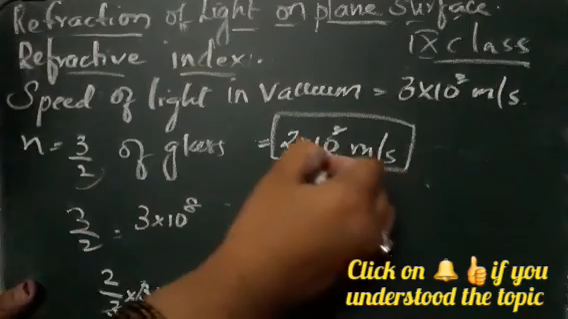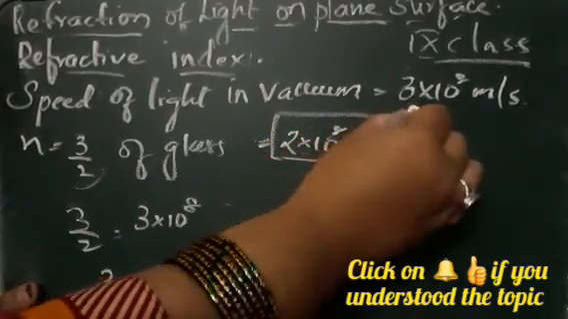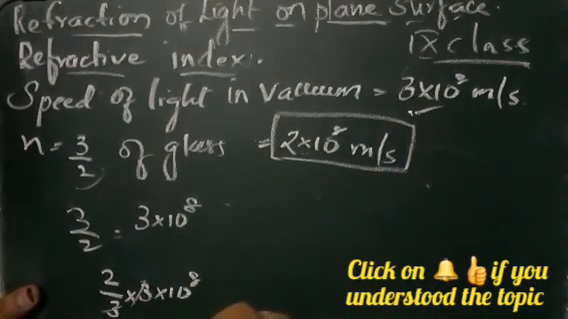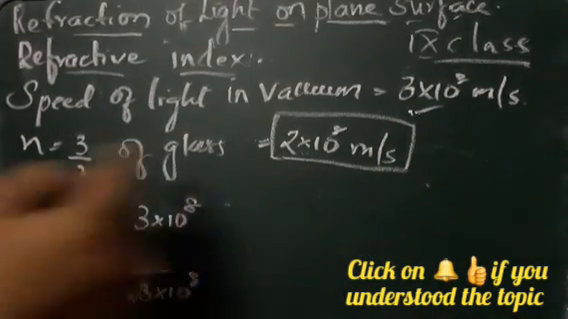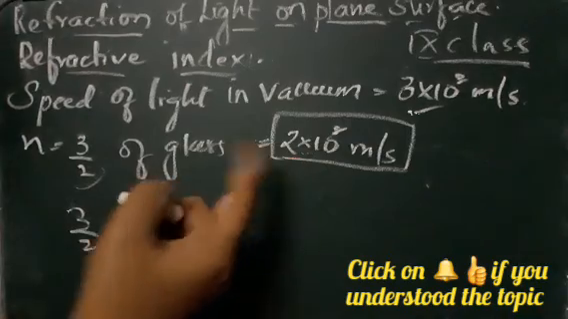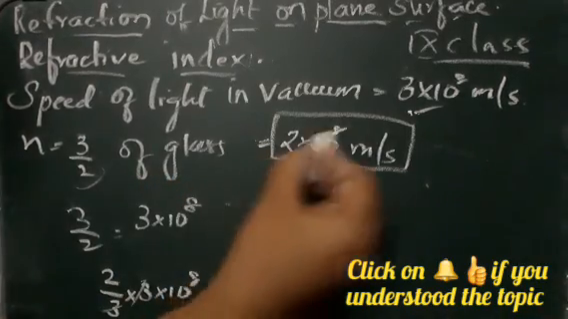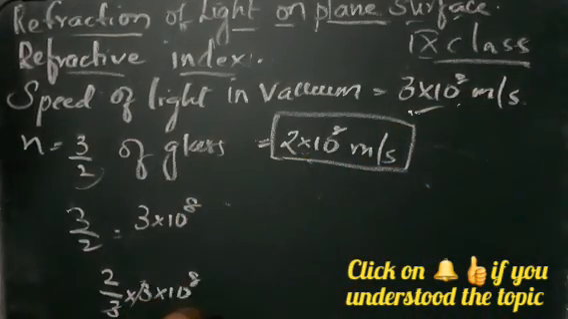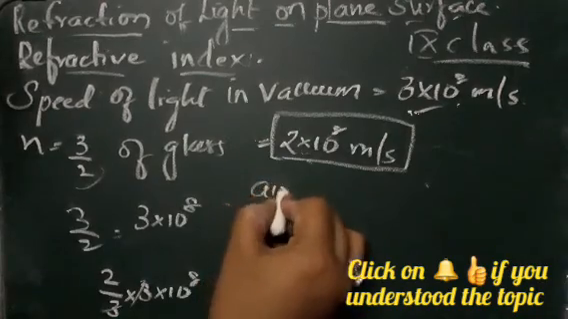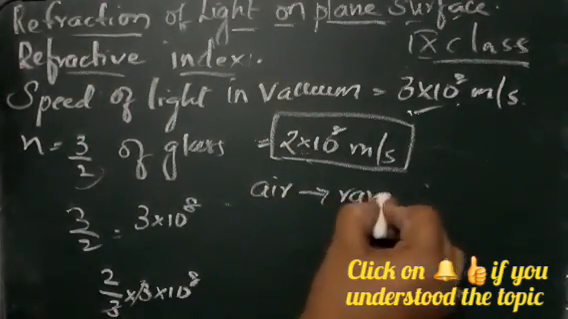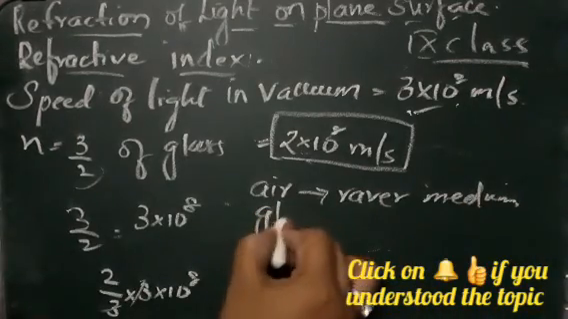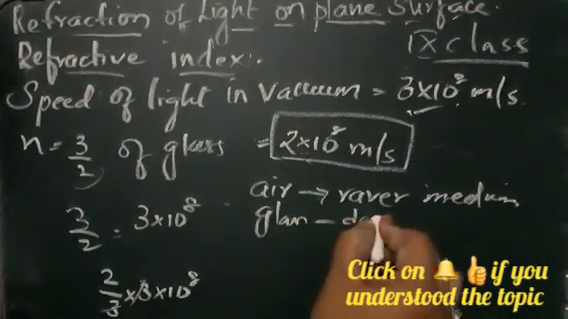When you compare the speed of light in glass and the speed of light in vacuum, you see that the speed of light in vacuum is more when compared to the speed of light in the glass. So that means air will act as the rarer medium and glass will act as the denser medium.